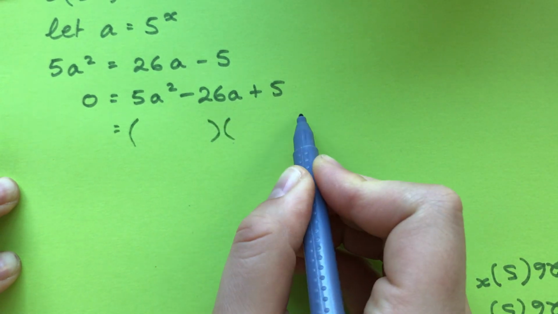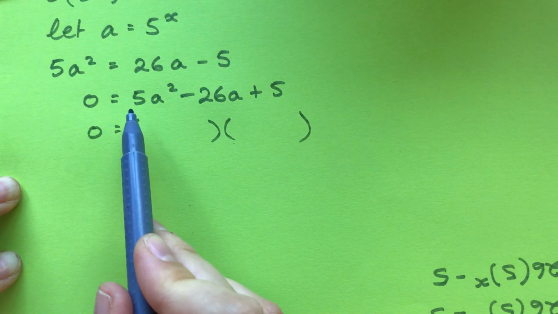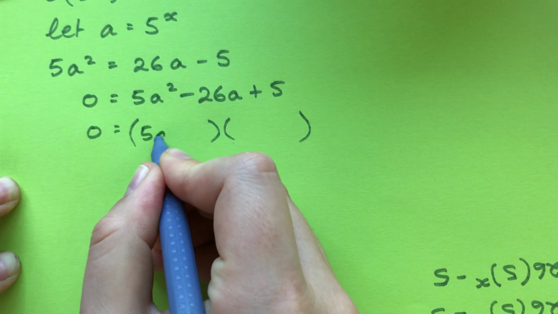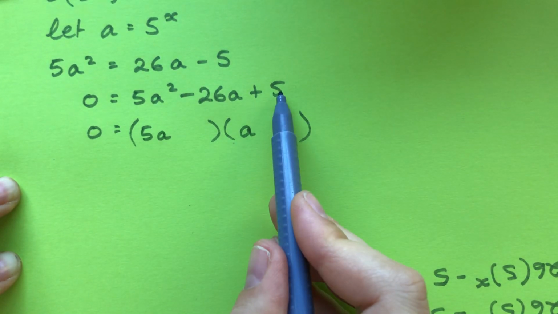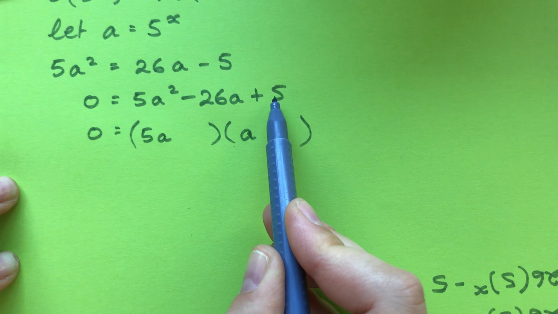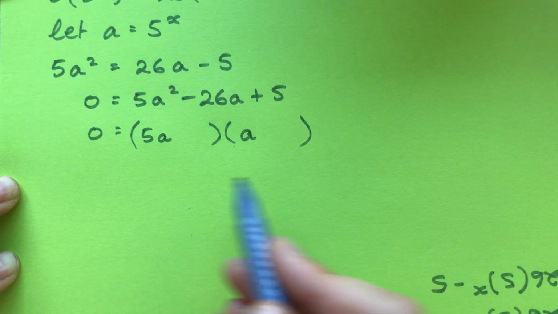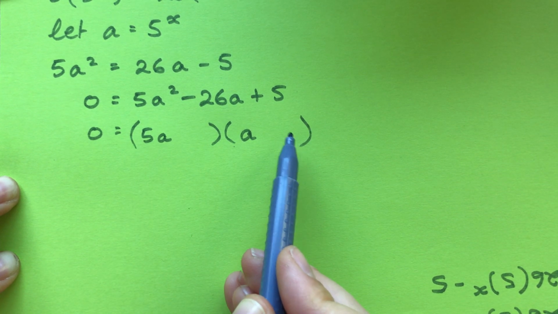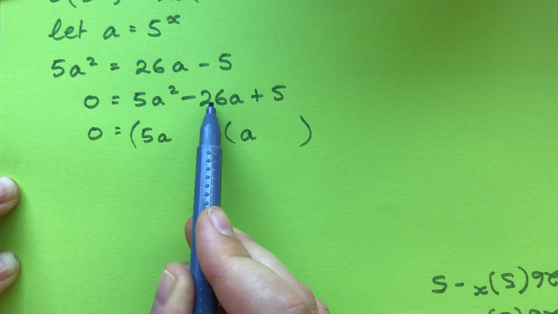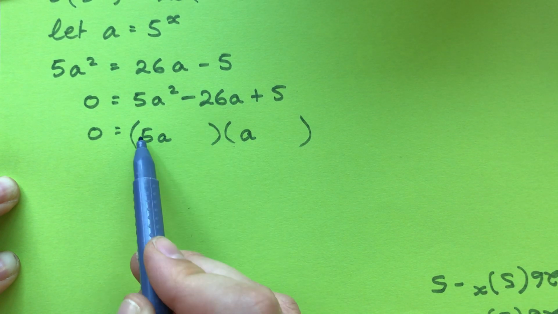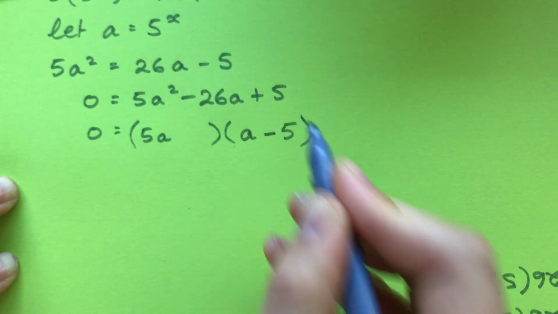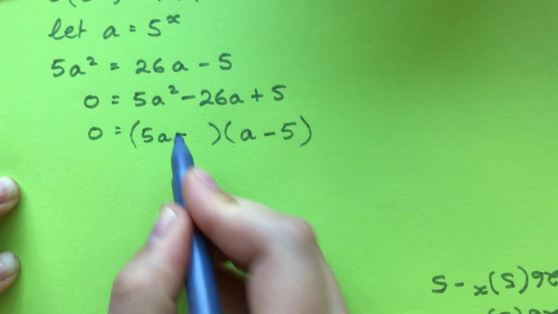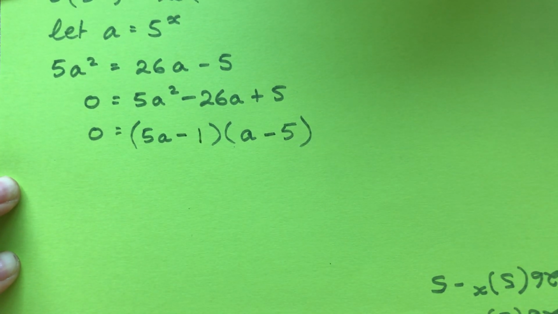Now we want to factorize that. The only factors of 5 are 5 and 1, so we know we're going to have a 5a and an a there. And the only factors of 5 over here are also 5 and 1. So where's it going to go? Well, this 5a has to multiply a 5 to get negative 25. That's positive, so this has to be negative 5. Now that's a positive, so this also has to be a negative, and obviously it has to be a 1.